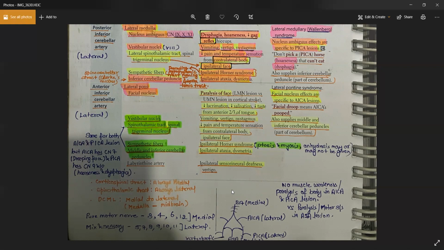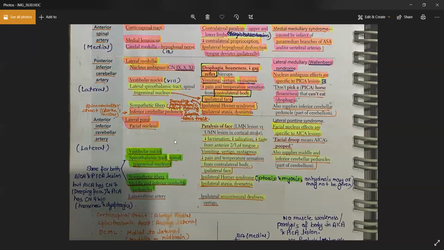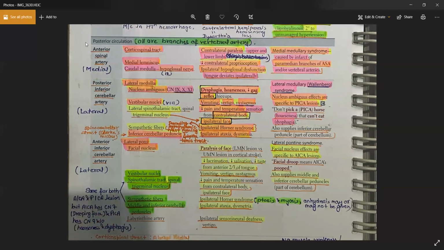So now what happens? Look, the anterior spinal artery supplies the anterior region. The posterior inferior cerebellar artery and the anterior inferior cerebellar artery supply the posterior region of the brainstem. Is that okay?